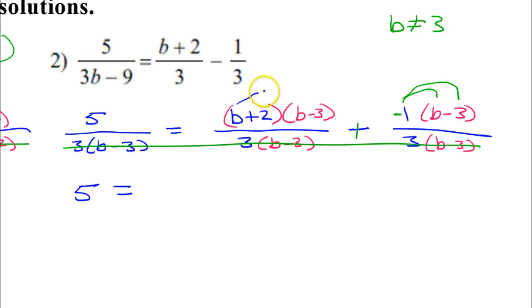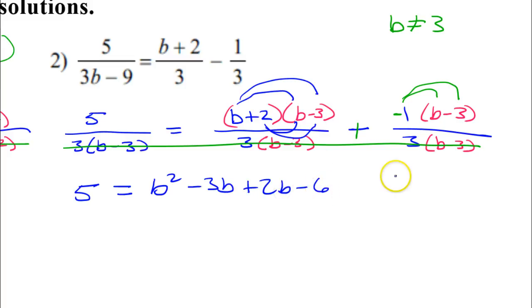I'm going to go ahead and double distribute right here, like you do. So b times b, that's b squared. B times negative 3, that's negative 3b. 2 times b is 2b. 2 times negative 3 is negative 6.